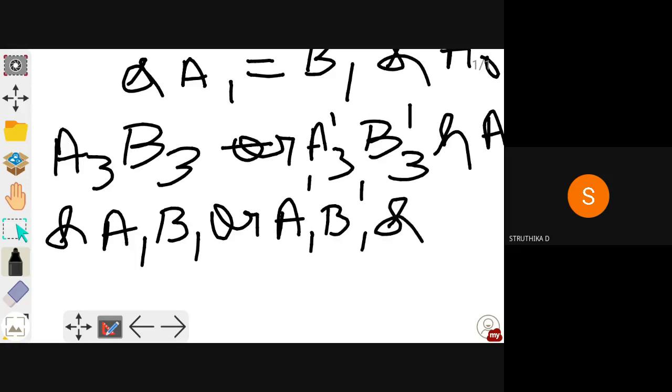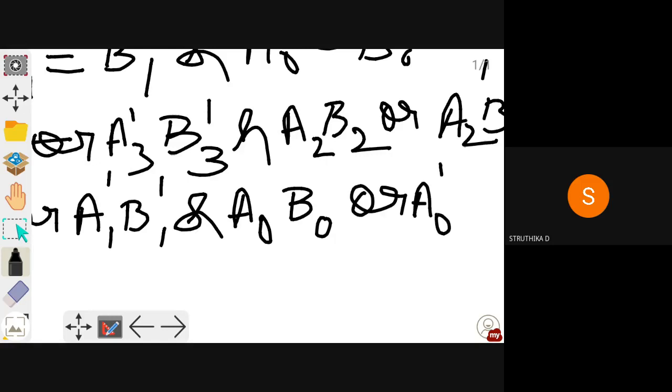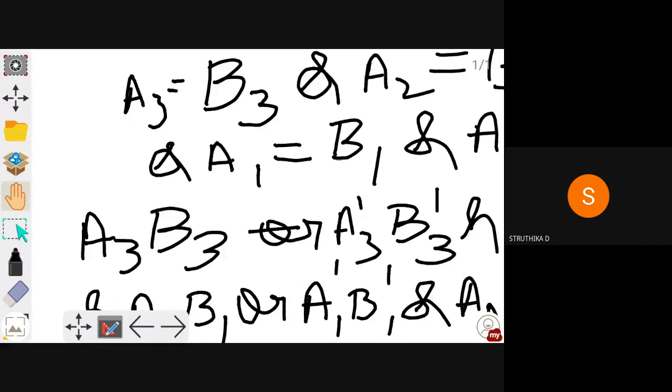Next, what is the condition for a naught equal to b naught? So a naught equal to b naught means if a naught is 1, b naught should also be 1, or if a naught is 0, b naught is also 0. Is it clear? So this is the condition. I have modified it to this condition.